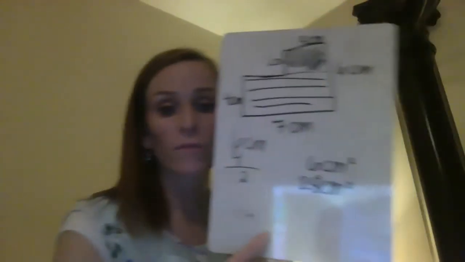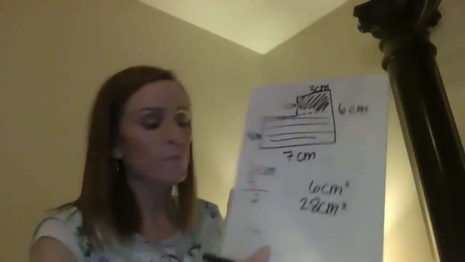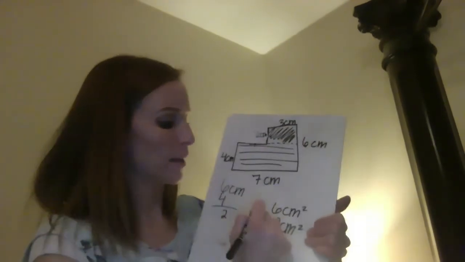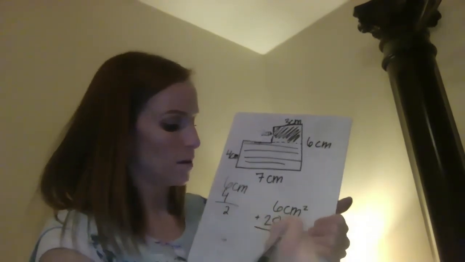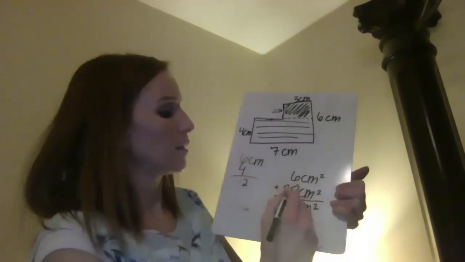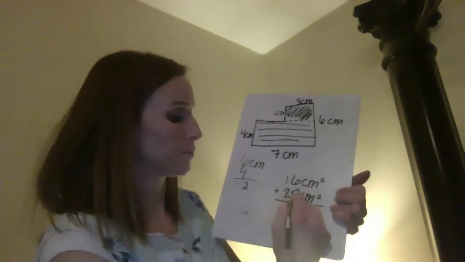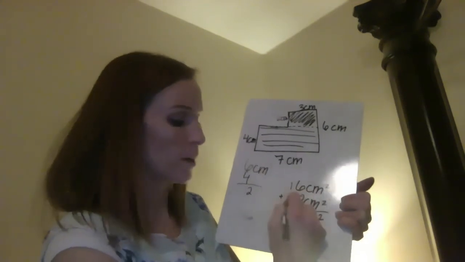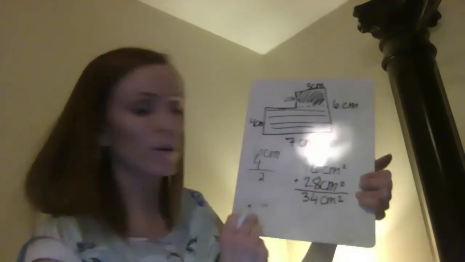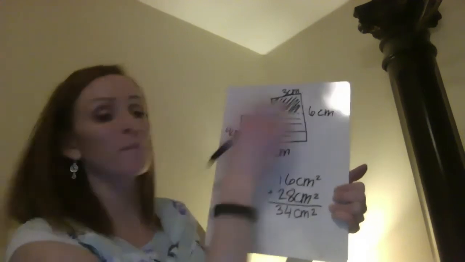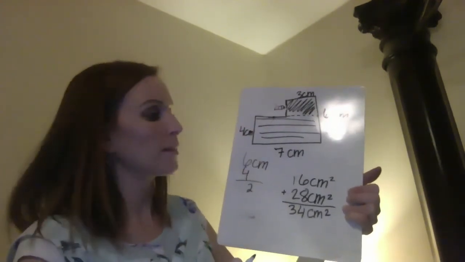Now, what do we do to find the area of the whole shape? Well, we simply take this and we add it together. So this remains centimeters squared, 8 plus 6, 2 plus 1. So we have 34 centimeters squared, and we found that by splitting this into different shapes.